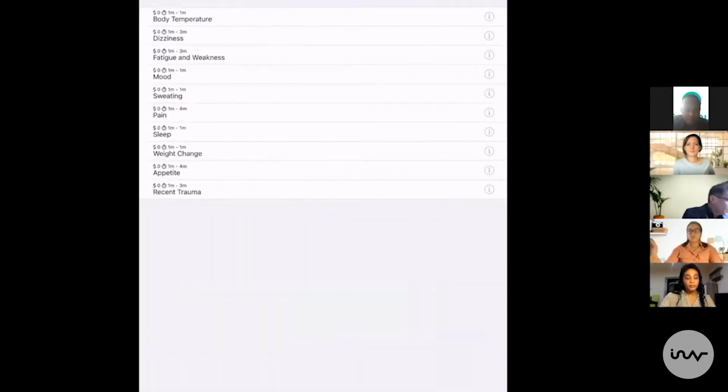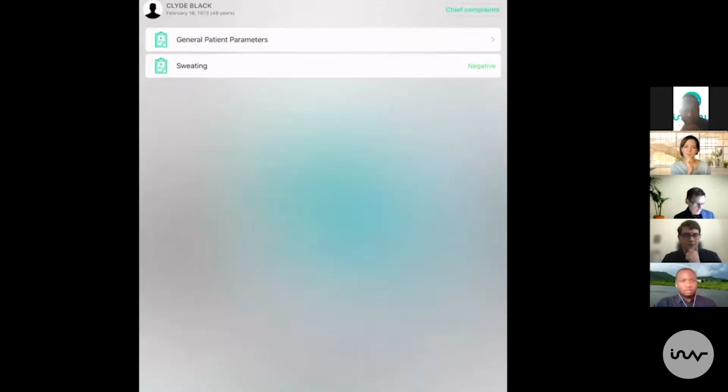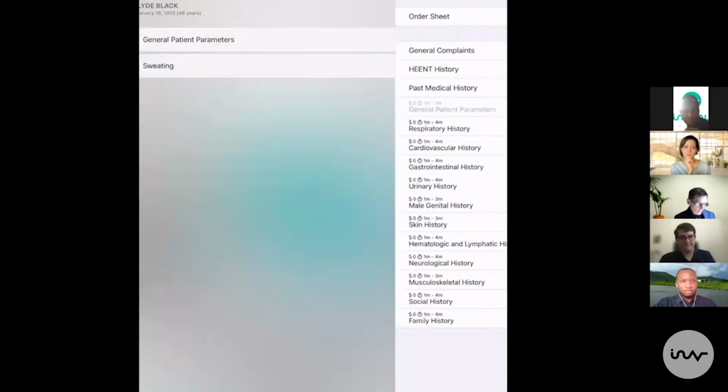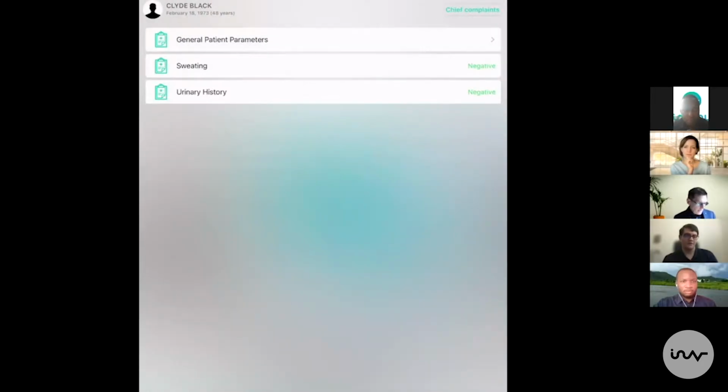General complaints. Here you can see body temperature. Actually, you can ask for these. Would you like to have any more information about any of these parameters? We get the body temperature and sweating, pain, recent trauma, and pain as well, to get more information on that. Sweating is negative. Okay. And also, could we order a urinary history? That was on the very first page. Yeah, urinary history. Negative, okay.